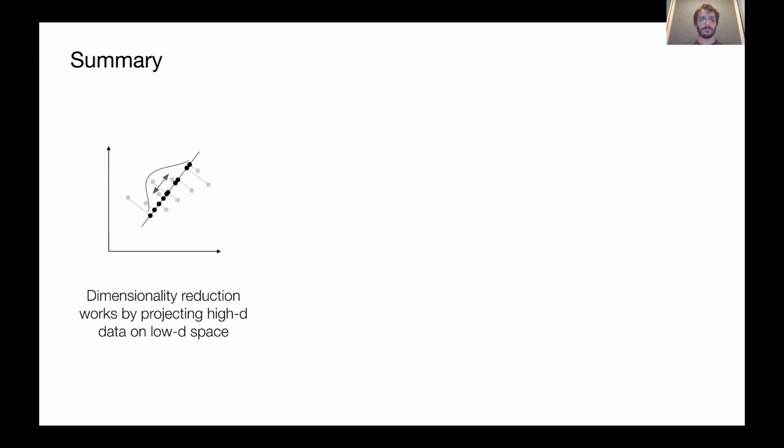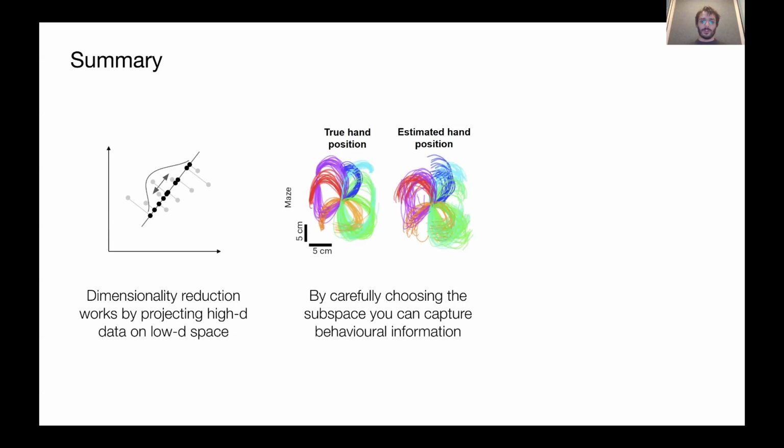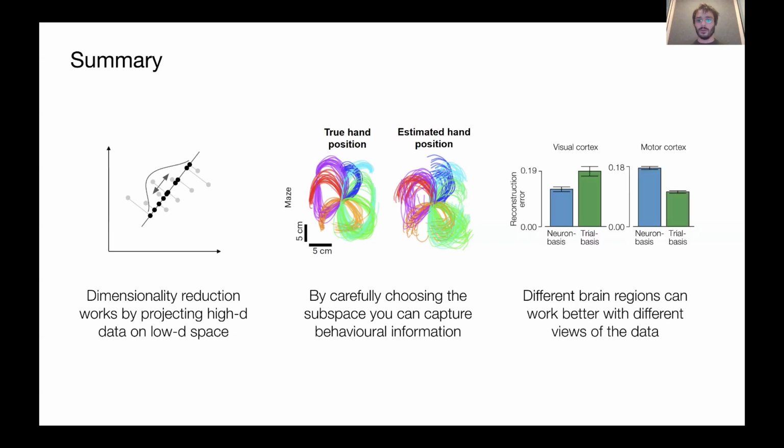So in summary, dimensional reduction works by projecting high dimensional data onto a low dimensional space and visualizing it. But we need to be careful choosing the right representation of the data. And if we do so, then these linear dimensional reduction methods can perform just as well as fully nonlinear methods. Also, different brain regions and different kinds of task variables might prefer different views of the data.